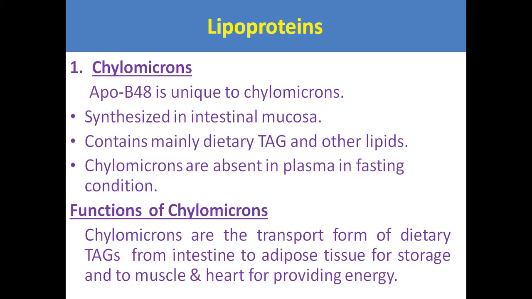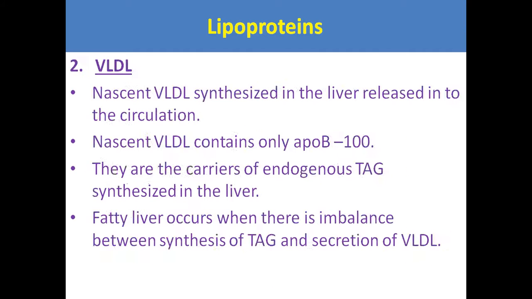Now the functions. Chylomicrons are the transport form of dietary triacylglycerols from the intestine to the adipose tissue for storage, and to muscle and heart for providing energy. ApoB48 is a unique apoprotein of chylomicrons, which are synthesized in the intestinal mucosa. They contain mainly dietary triacylglycerols and other lipids. Chylomicrons are absent in plasma in the fasting condition, and their level increases after a meal.